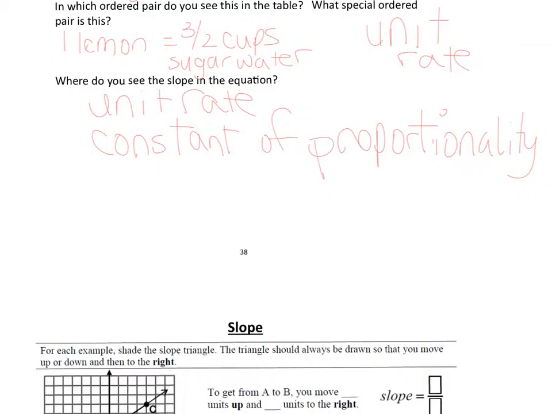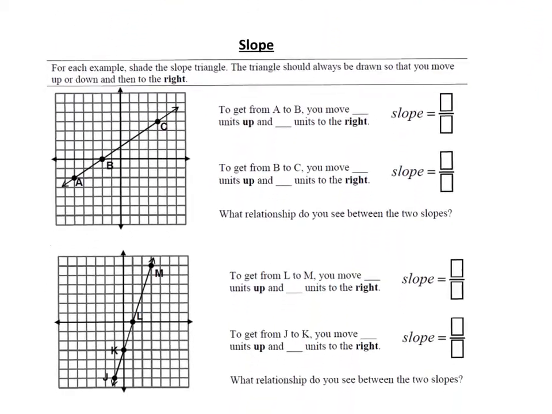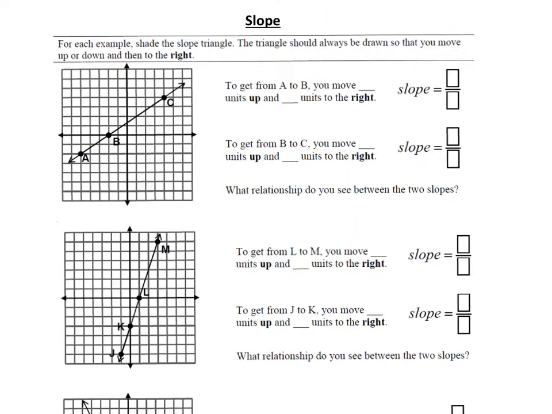Okay? So now that we have that under our belt, we're going to calculate slope. Now, slope's always done on a straight line. Notice that the line has arrows on either end just because it's going to go on forever and ever. And it says, for each example, shade the slope triangle. The triangle should always be drawn so that you move up and down and then right.